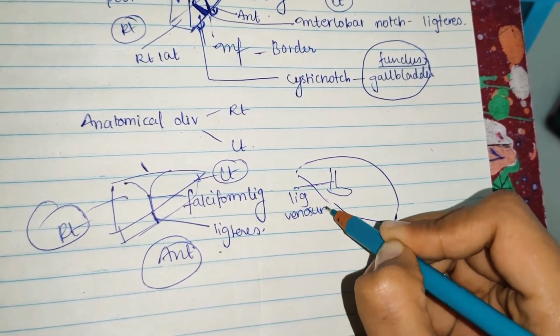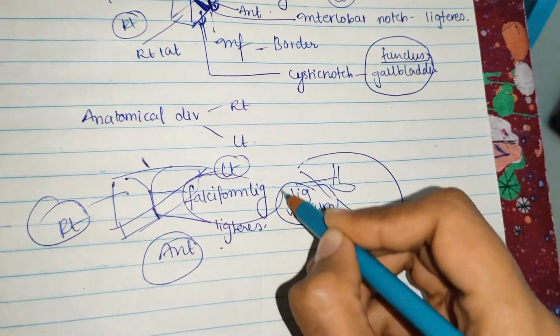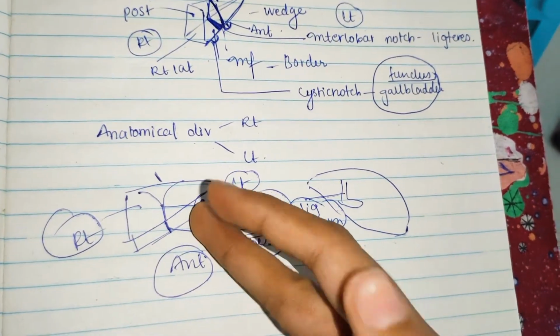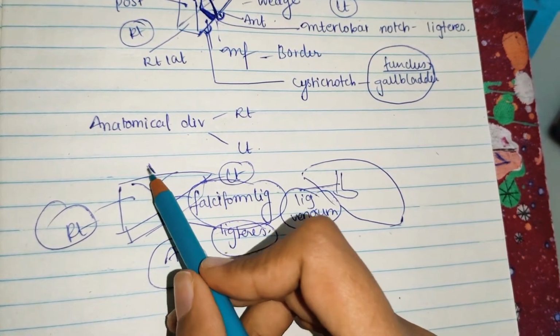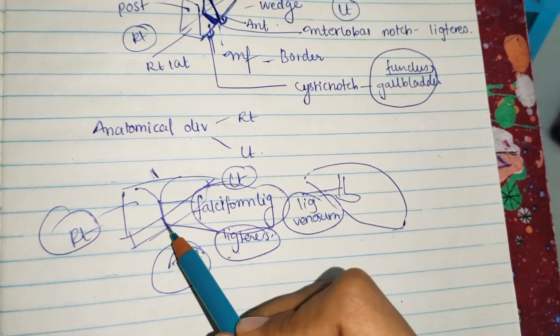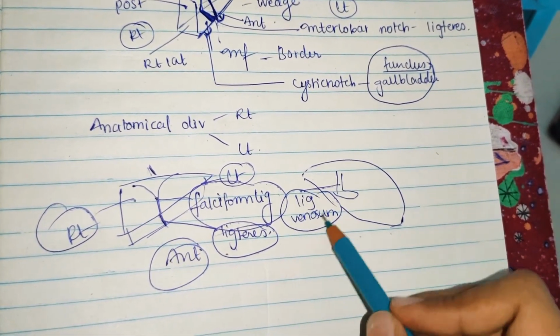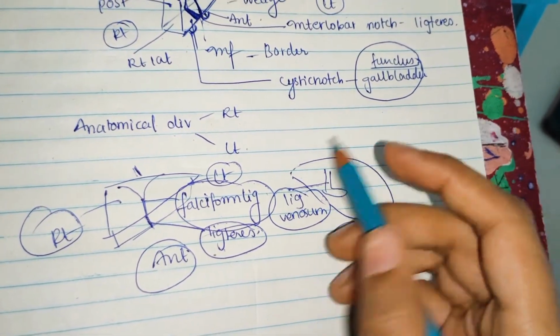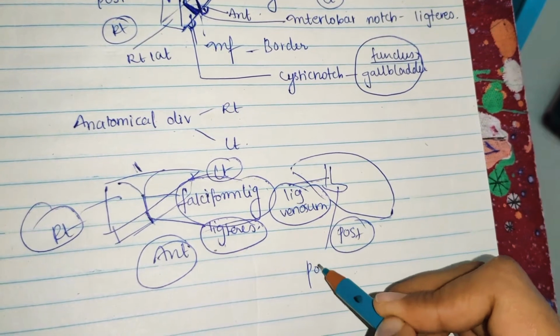Okay, so remember these three ligaments which are dividing the liver into two lobes, right and left lobes. Falciform ligament on the anterior superior surface, ligamentum teres on the inferior surface, ligamentum venosum on the posterior surface. This is the posterior view. Okay, you know this is porta hepatis, right?